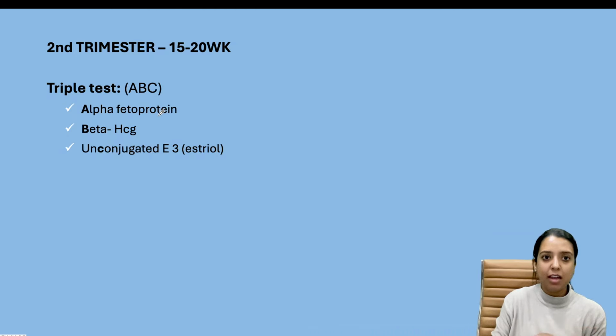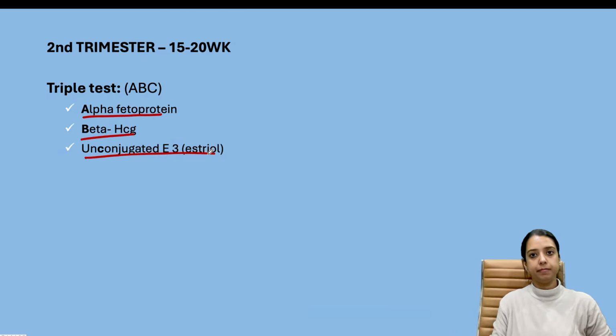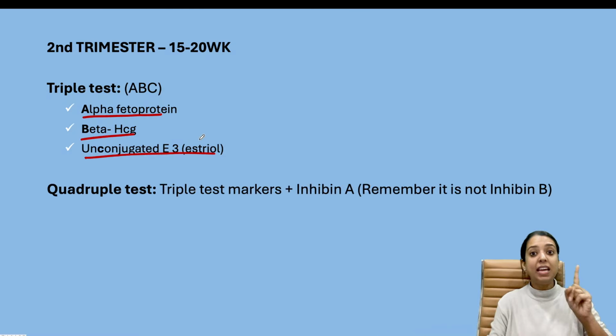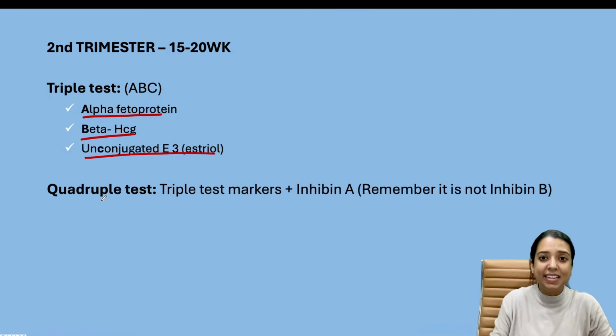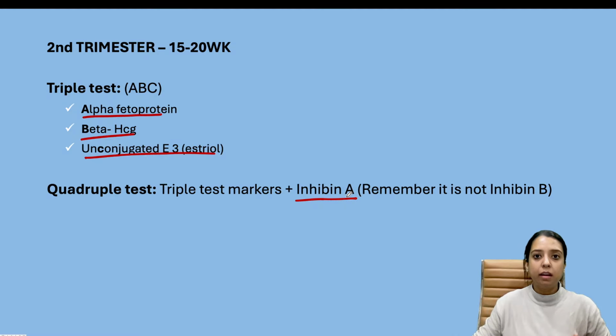What is triple test? ABC से याद रखो. Alpha fetoprotein, beta HCG, unconjugated estriol. This is triple test. Add inhibin A. Quadruple test में we add inhibin A, not B, and it becomes quadruple. So in second trimester we only do the blood test for aneuploidy screening. We can't do the nuchal translucency now.